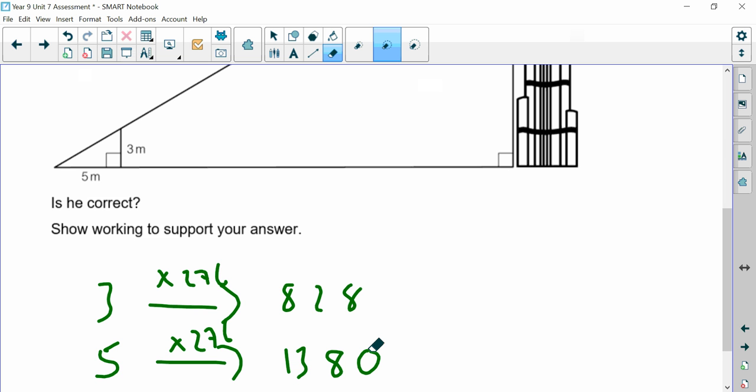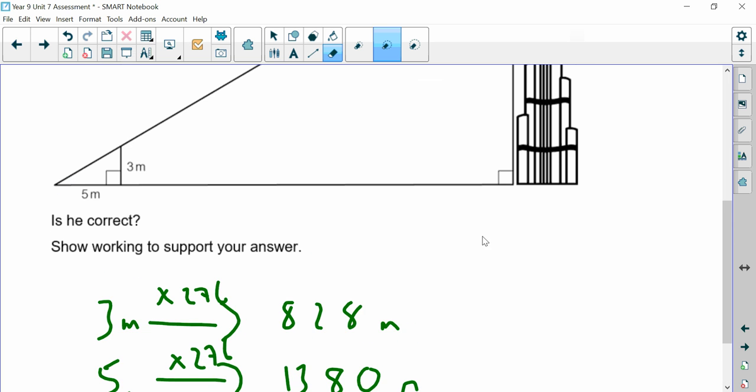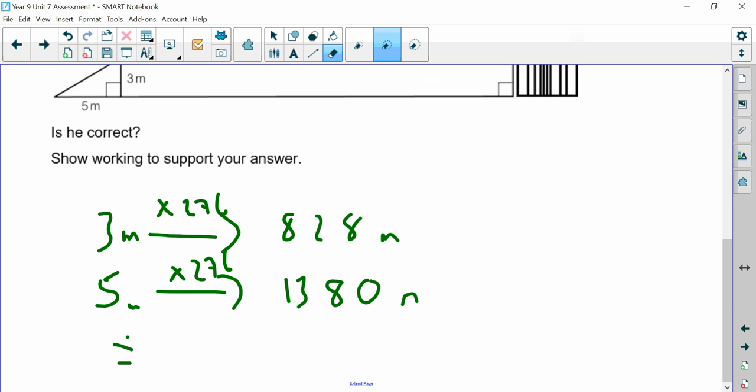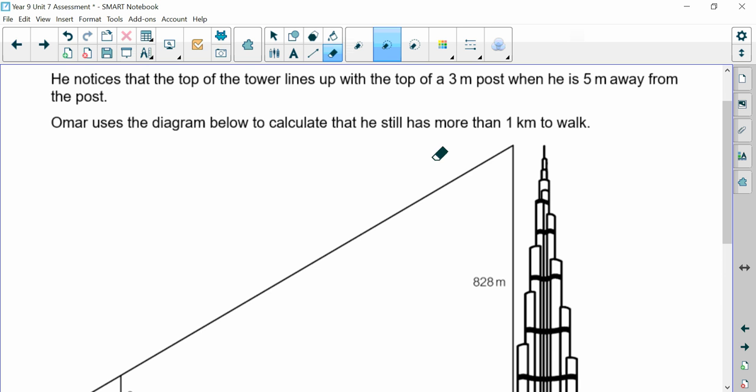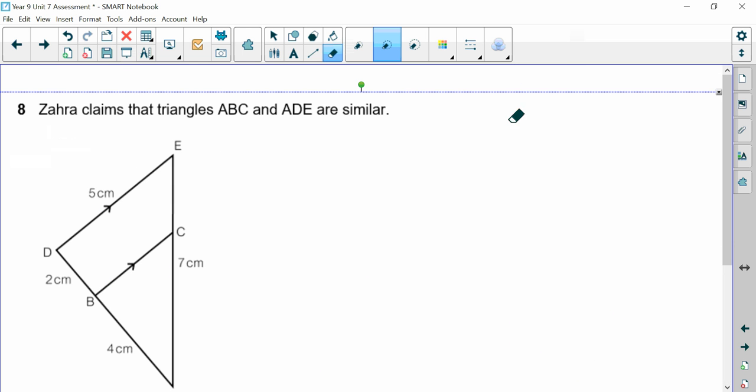So remember that these are all in meters because we've not changed the units. So if that distance from here to here is 1,380, that means he's got to walk 1.38 kilometers just by dividing by 1,000. That is indeed greater, so more than 1 kilometer that he's got to walk. So yes, he is correct. And we can see it from that logic there. Okay. Last question.